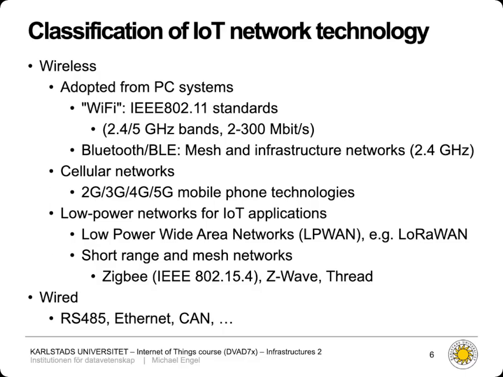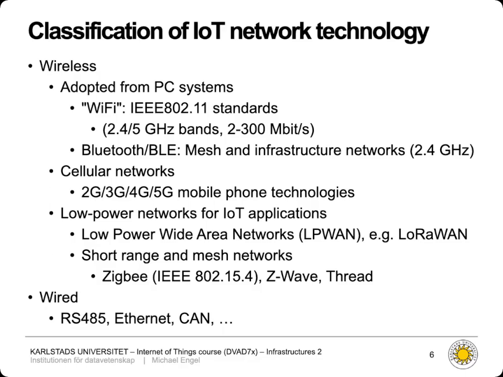And in wireless, again, we have three subclasses. One class is adopted from use in PC systems. So, of course, you all know Wi-Fi. Officially, this is called the IEEE 802.11 family of standards. So we've seen they're running usually in the 2.4 or 5 gigahertz bands, and they have a throughput between 2 megabits per second and around 300 megabits per second, maybe a bit more nowadays with advanced technologies in Wi-Fi 6.